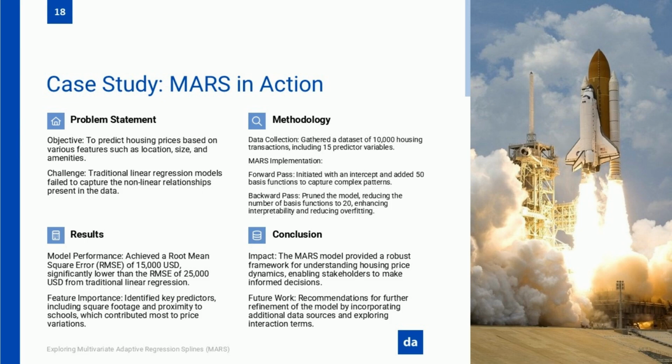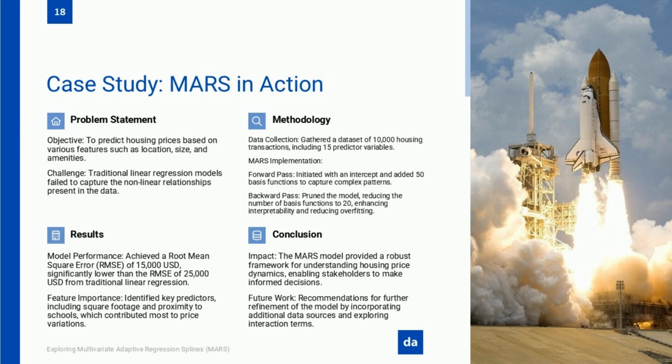The objective was straightforward: build a model that accurately predicts housing prices based on key features like square footage, number of bedrooms, lot size, location, and neighborhood characteristics. A dataset of 10,000 housing transactions was used, containing 15 predictor variables.